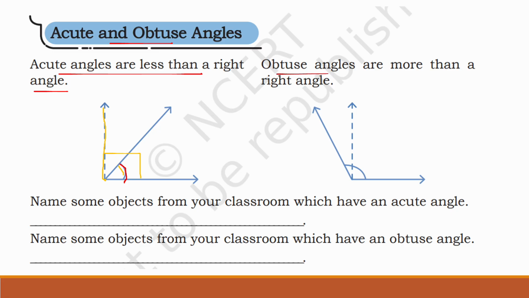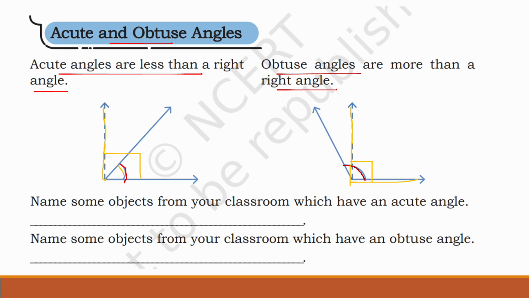Next one, obtuse angles. Obtuse angles are more than a right angle. See this figure. See, this angle is more than a right angle. This is an obtuse angle. See, if you draw a line through this dotted line, these two lines form a right angle here. So, obtuse angles are more than a right angle.